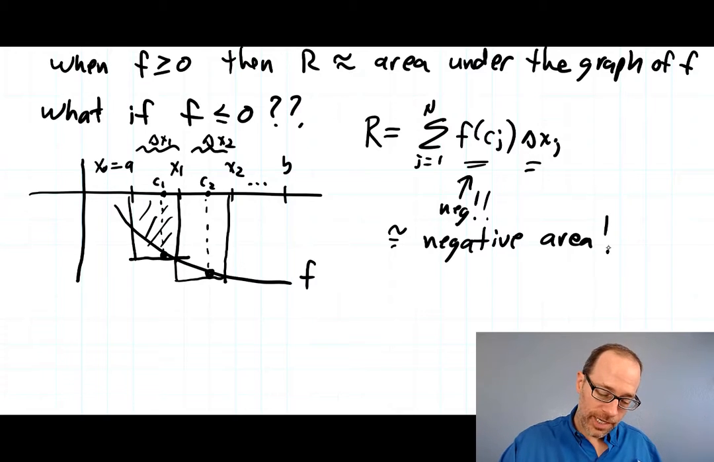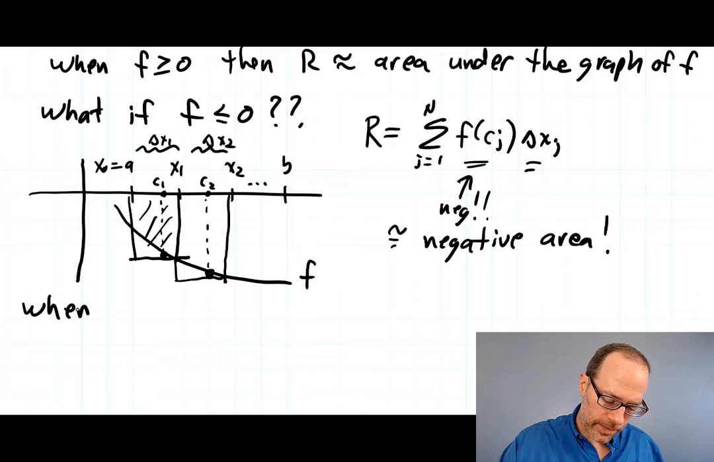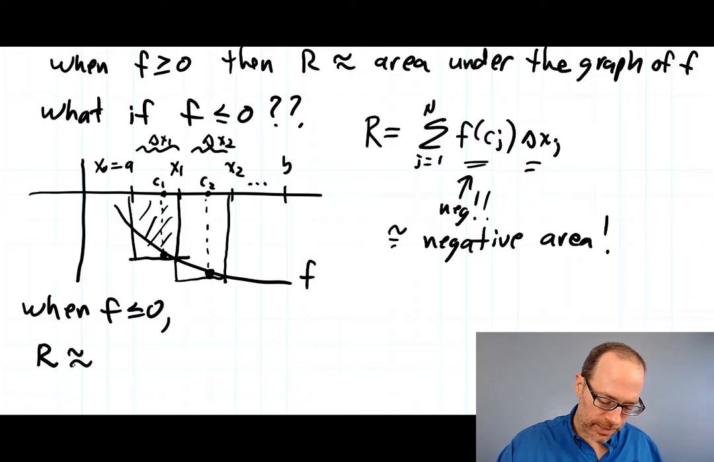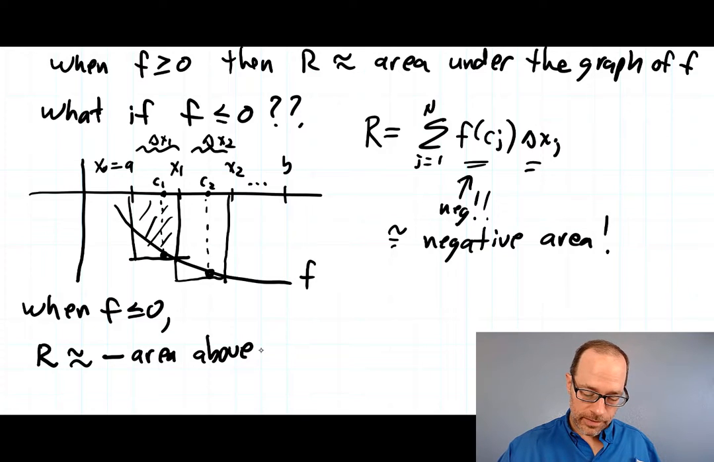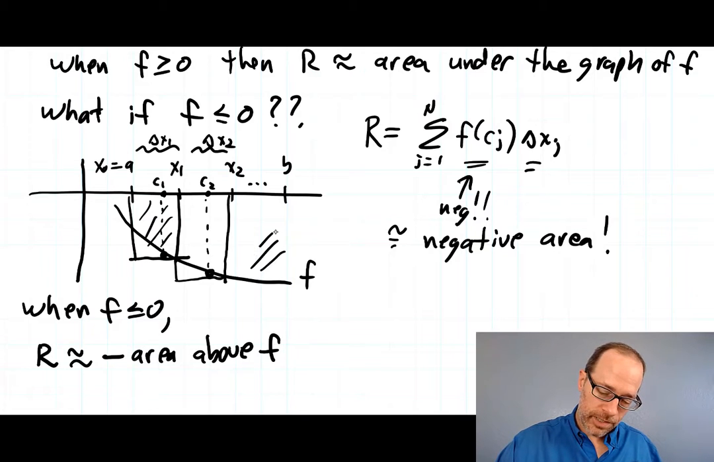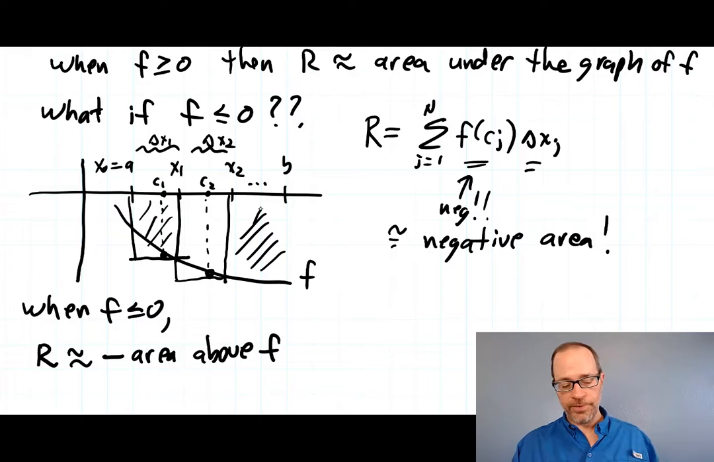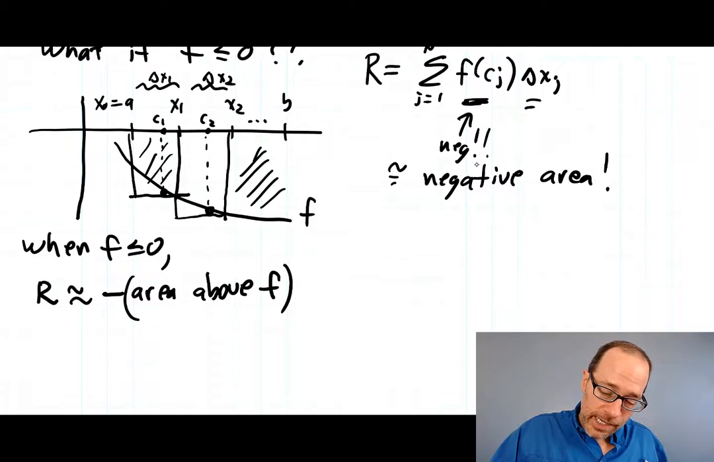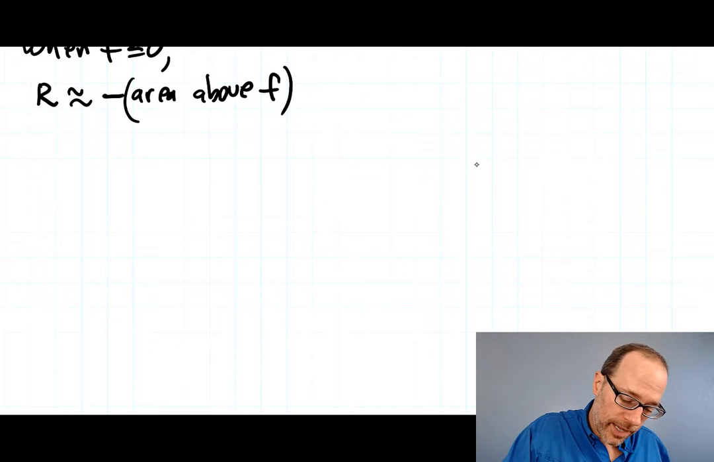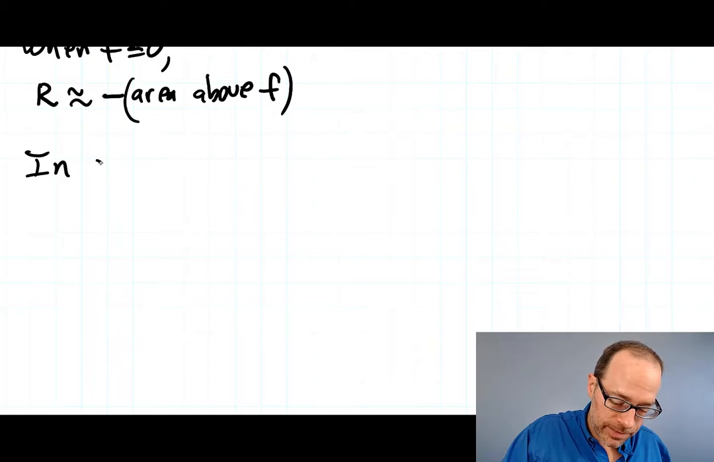So in fact what you get is when f is negative, the Riemann sum is approximately negative the area above f. Okay, this part up here, all the area above f. But you get negative times that number, just because all of these values were negative. All right, it's not too hard to believe that in general it's a mix of these.